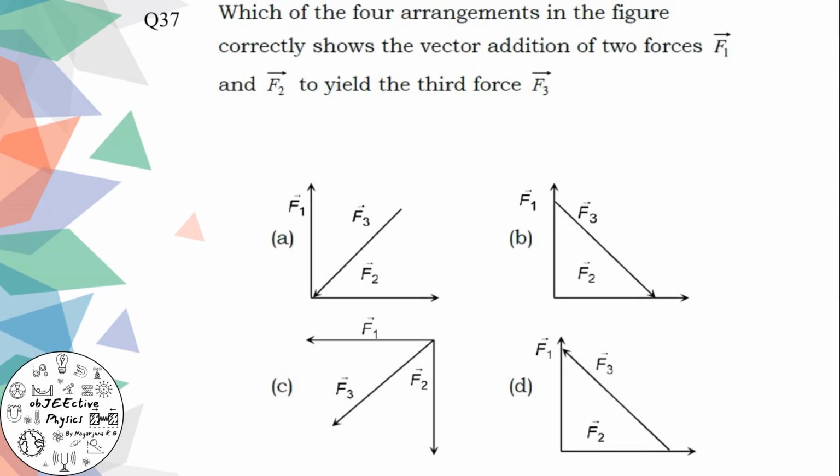37. Which of the four arrangements in the figure correctly shows the vector addition of two forces F1 bar and F2 bar to yield the third force F3 bar? This question is related to the triangle of vector addition. According to the triangle of vector addition, when two vectors are represented with the two sides of a triangle taken in order, the closing side of the triangle gives their resultant in the reversed order. As per the triangle law, option C satisfies the condition.